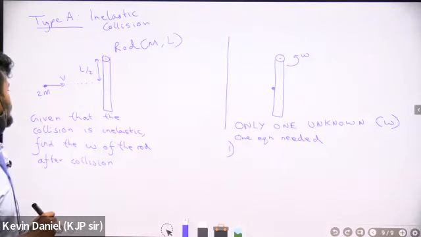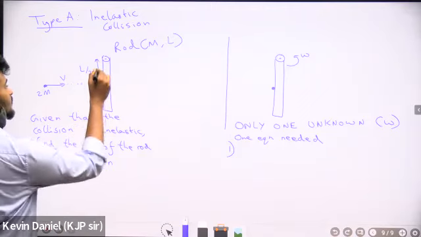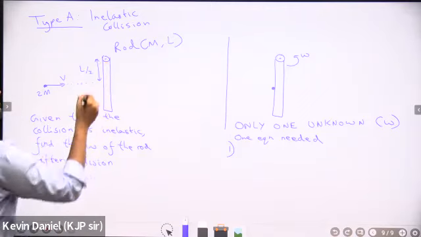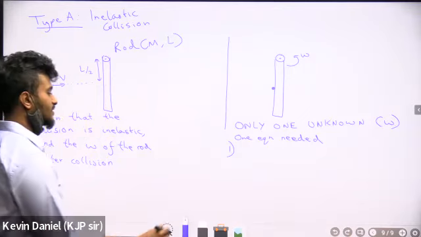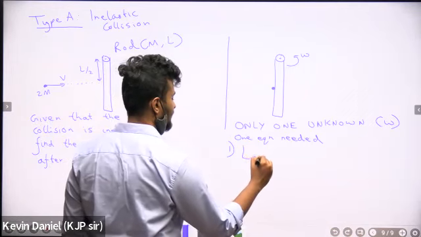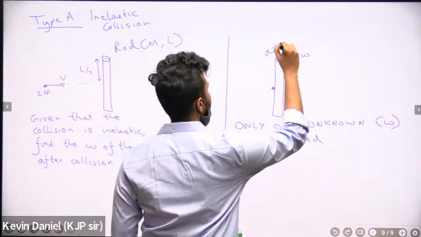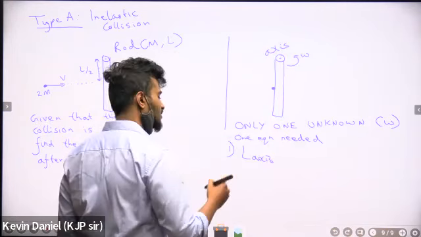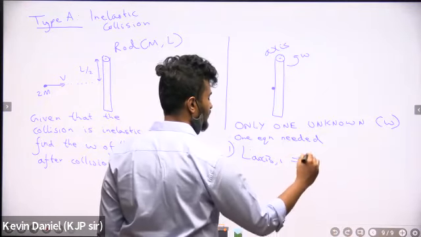For the final angular momentum, the perpendicular distance for 2m will still be L by 2. Because it sticks here, where else will it go? Axis to distance is 0, yes. Okay, so one equation needed. We will say L about the axis. What is my axis? This guy, the hinge. So L about the hinge initially is L about the hinge finally.